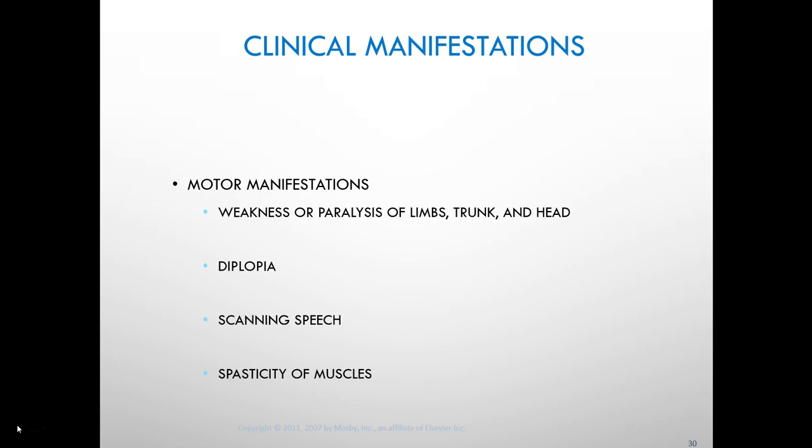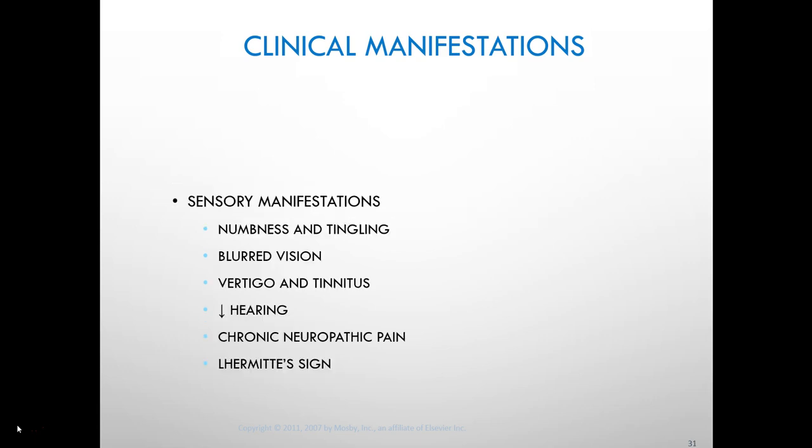They're going to have diplopia. What is diplopia? Double vision, scanning speech. We already went through all this, right? Spasticity of muscle. They're going to have muscle spasms. So you give them medication for that.